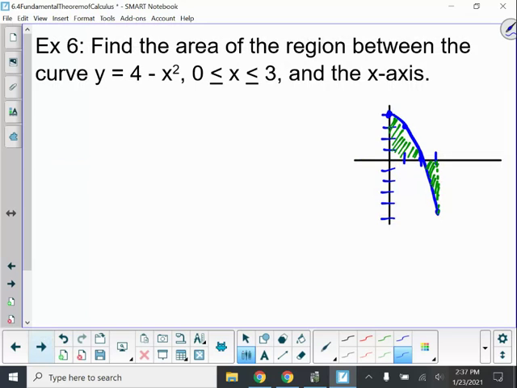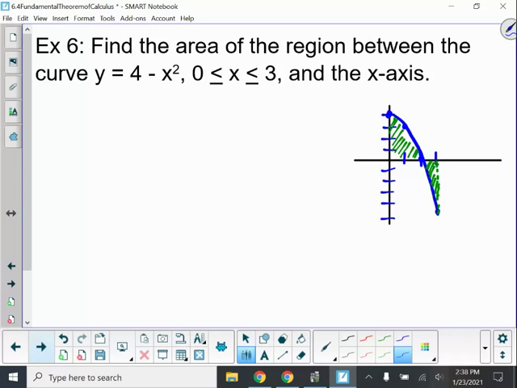Example 6, find the area of the region between the curve y equals 4 minus x squared, and x is in between 0 and 3, and the x-axis. Well, with this one, hopefully you can see there's a split at 2. So from 0 to 2, we are above the x-axis, and from 2 to 3, we are below the x-axis. Now this says find the area of the region between the curve and the x-axis. So this actually wants a total positive value.